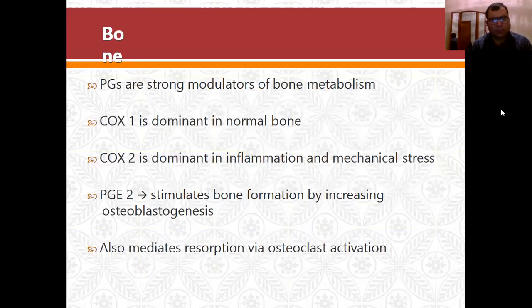Bone. Prostaglandins are strong modulators of bone metabolism. COX-1 is dominant in normal bone. COX-2 is dominant in inflammation and mechanical stress. Prostaglandin A2 stimulates bone formation by increasing osteoblastosis, and also mediates resorption via osteoclast activation.